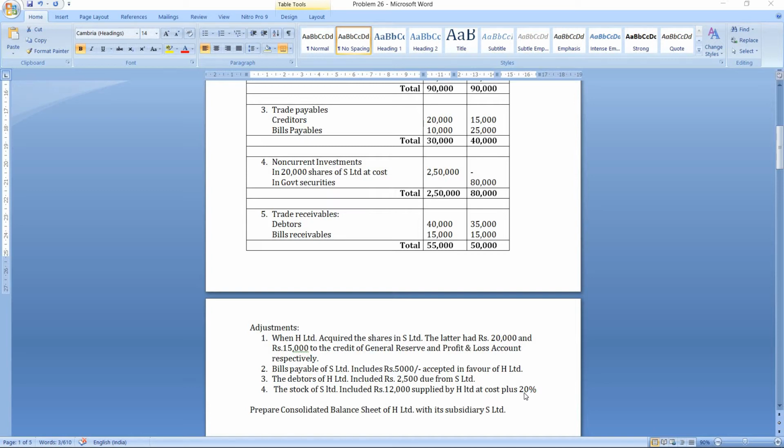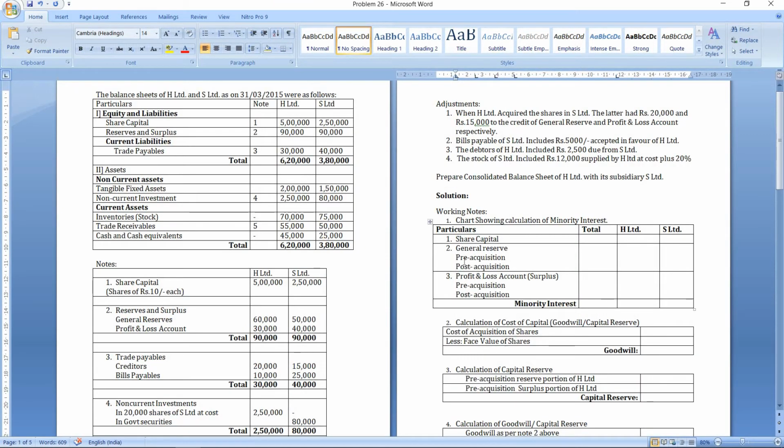Now when the stock of both the companies is going to come together, we have to eliminate the profit which will not be realized by H Limited, because stock will become one. So we have to eliminate that. We will pass a note for that later while preparing the balance sheet. They've asked you to prepare consolidated balance sheet of H Limited with its subsidiary S Limited. So first we have to calculate minority interest, and then we will start with further calculations of the balance sheet.